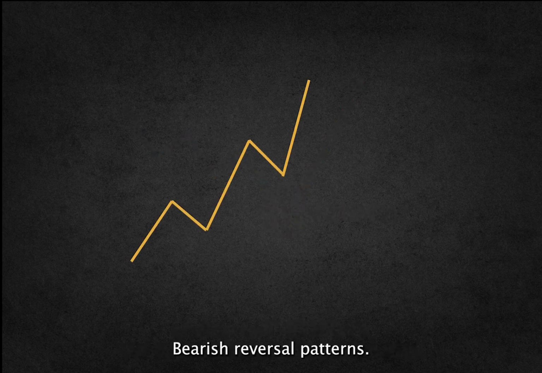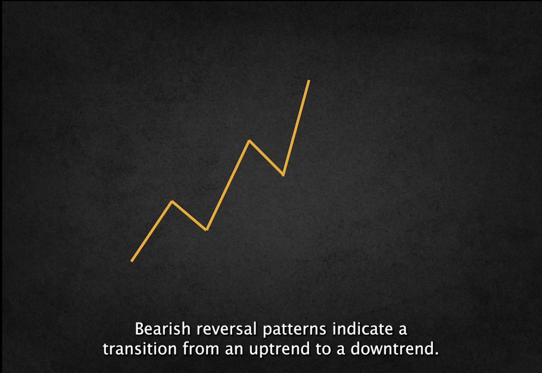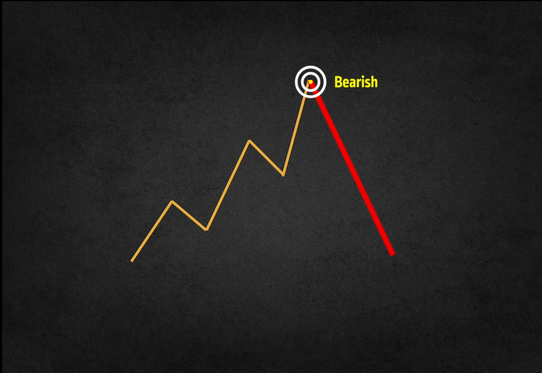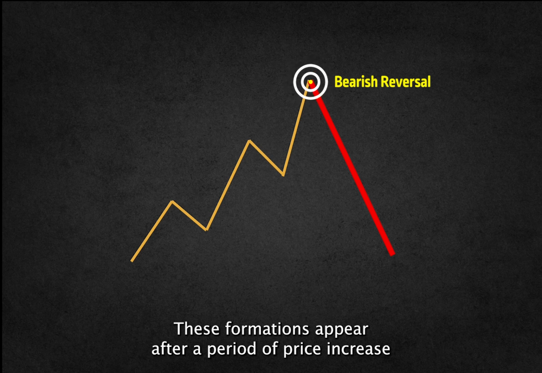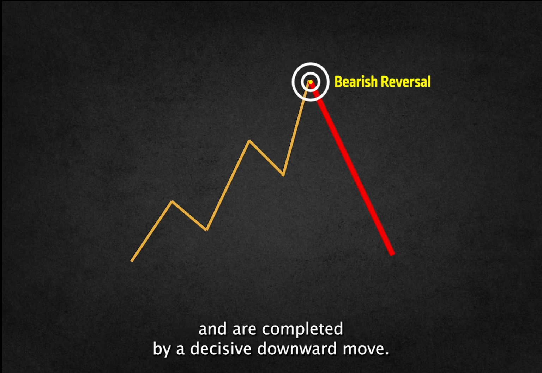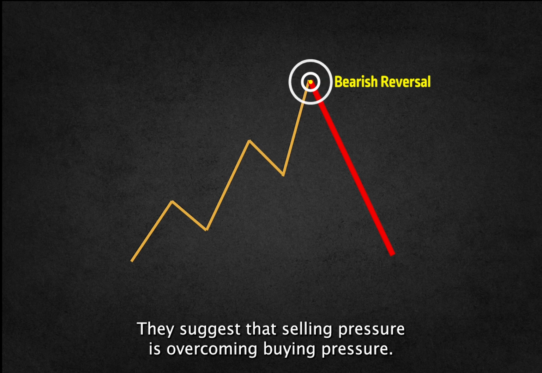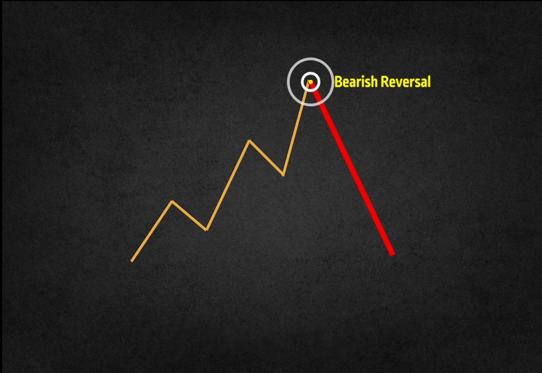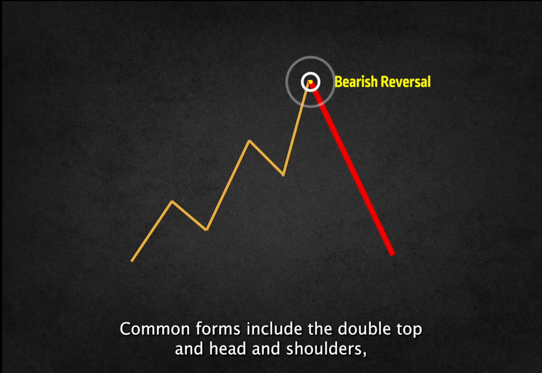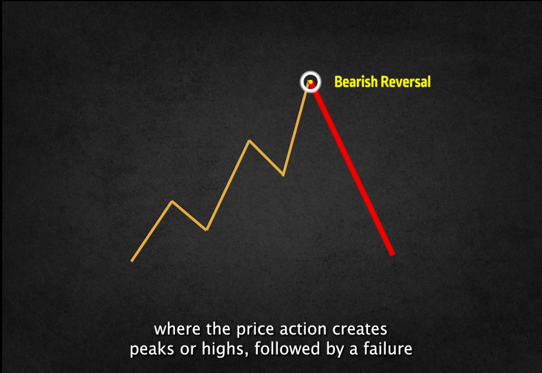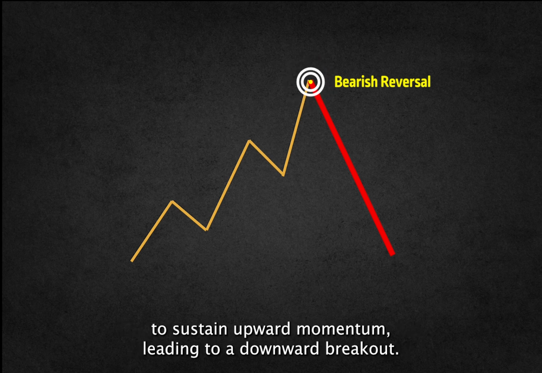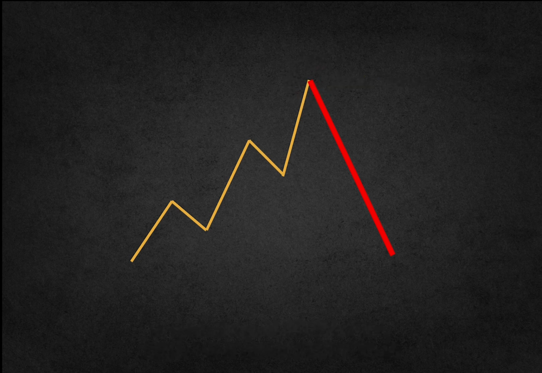Bearish reversal patterns. Opposite to bullish patterns, bearish reversal patterns indicate a transition from an uptrend to a downtrend. These formations appear after a period of price increase and are completed by a decisive downward move. They suggest that selling pressure is overcoming buying pressure. Common forms include the double top and head and shoulders, where the price action creates peaks or highs followed by a failure to sustain upward momentum, leading to a downward breakout.